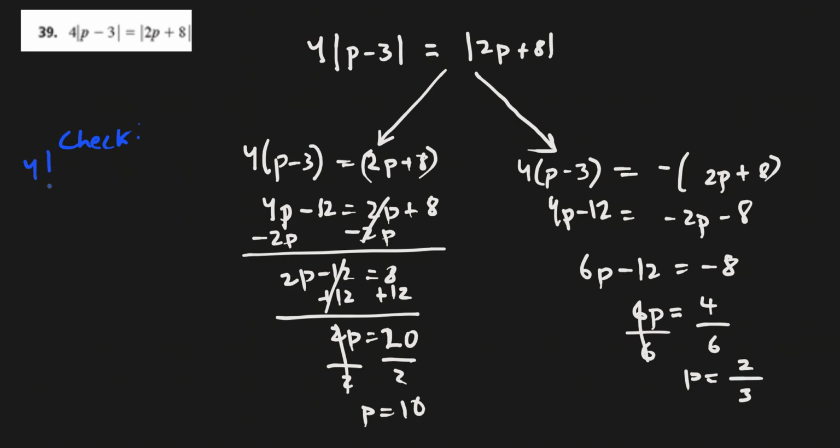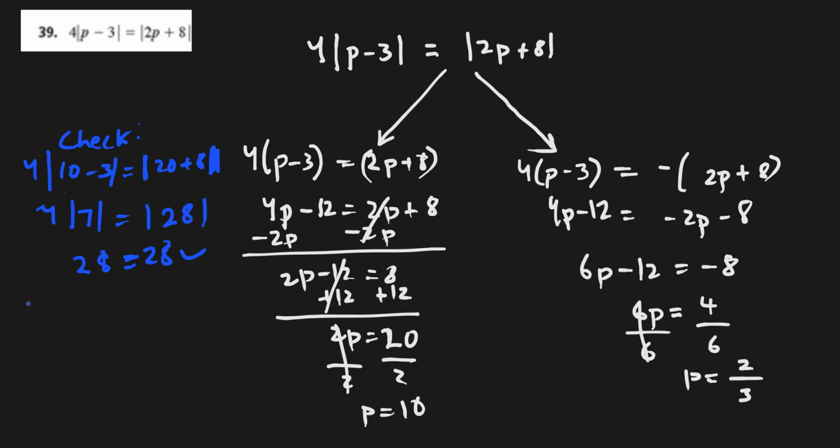So 4 times the absolute value of 10 minus 3 is equal to the absolute value of 10 times 2, which is 20. I'll just write that to save space. This is going to be 4 times the absolute value of 7, which is equal to the absolute value of 20 plus 8, that's an absolute value. And then 28. Okay, absolute value of 28. 7 times 4 is 28. That's okay. And this is also equal to 28. So that's true. That is true. That's a solution to our equation, rather.